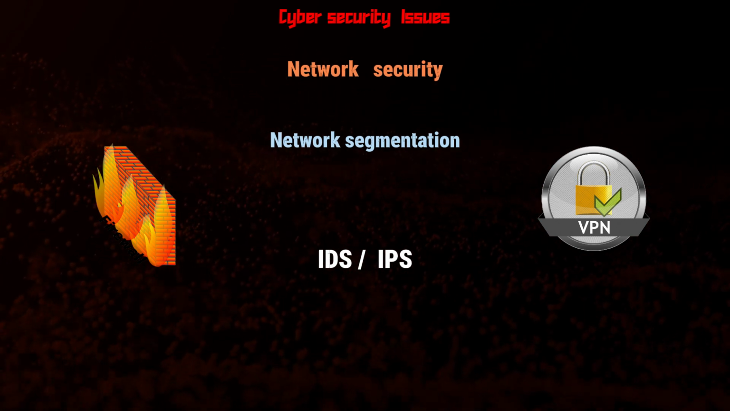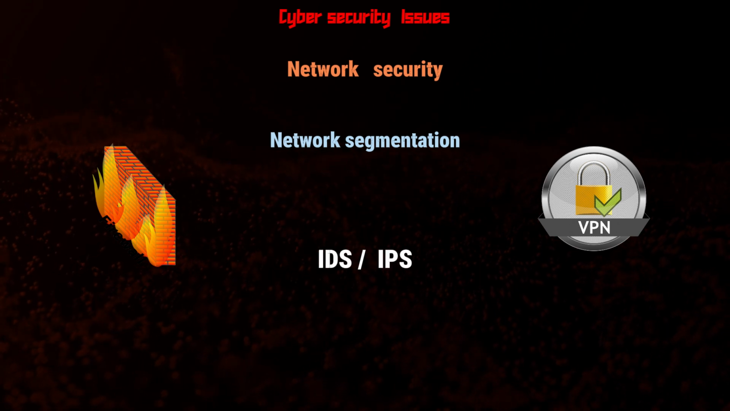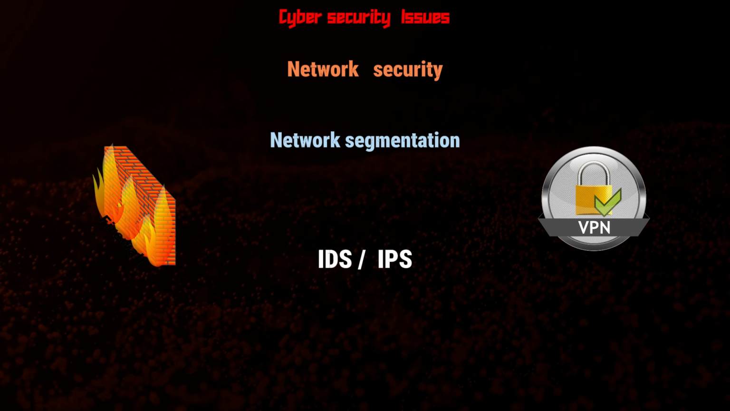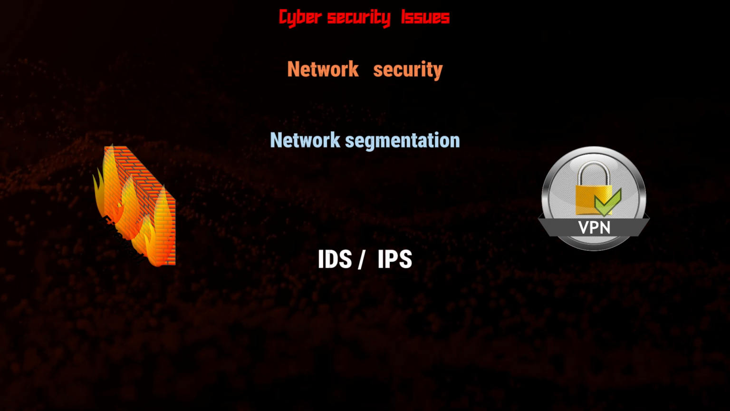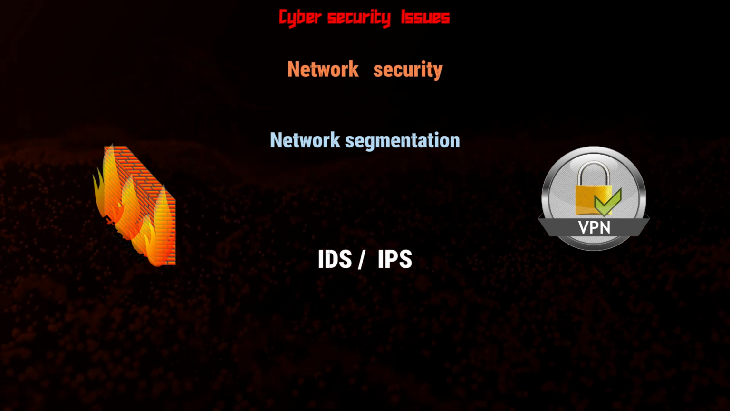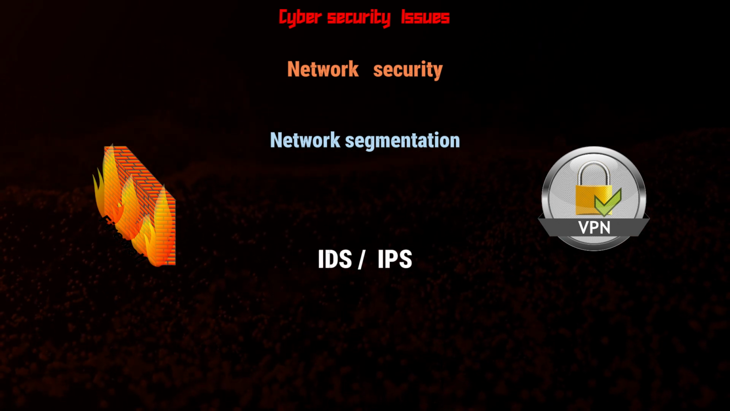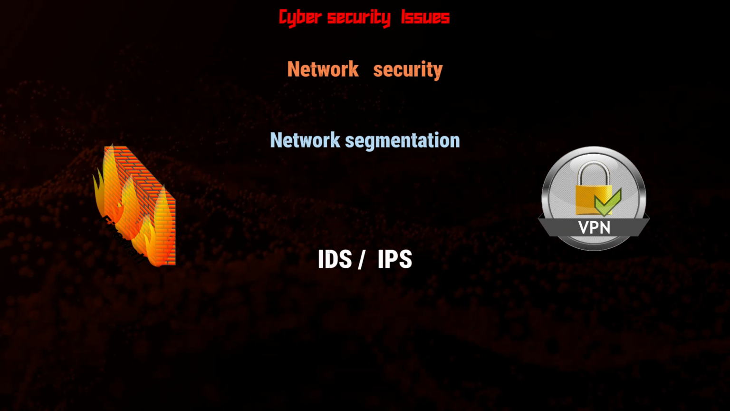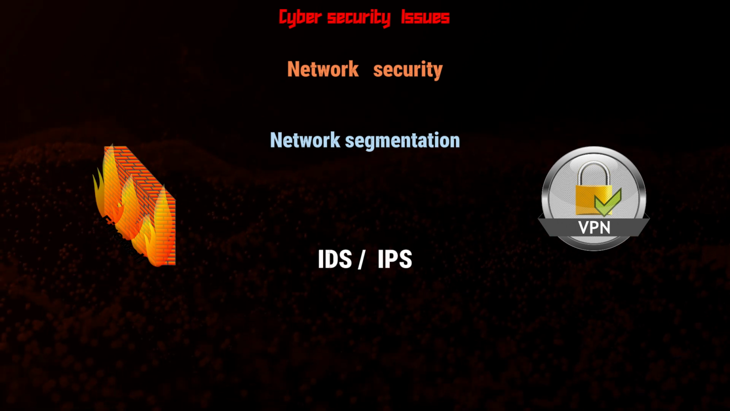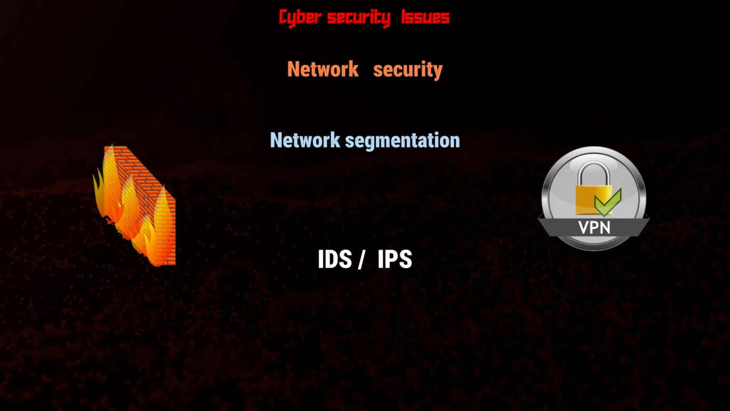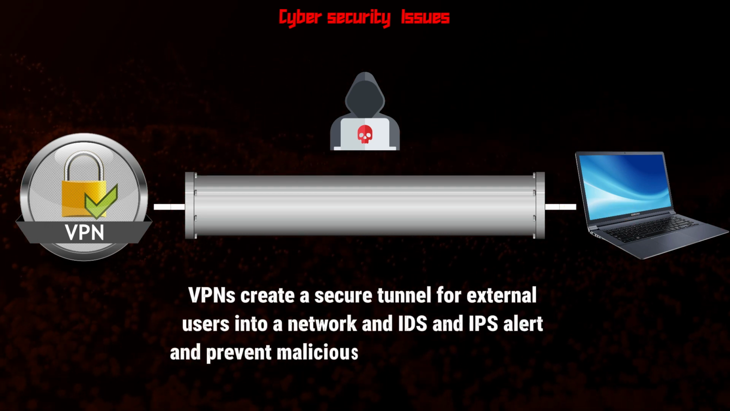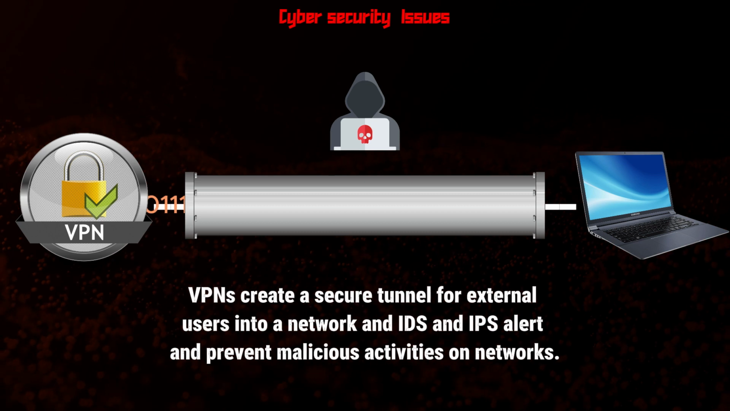Network security. Network segmentation, firewalls, VPNs, and intrusion detection systems and intrusion prevention systems are a few measures Defense in Depth takes to limit the exposure of applications and data within the network to outside users. Through setting up different wireless networks for internal and external users, network segmentation enables organizations to better protect sensitive data from unauthorized users. Similarly, firewalls are hardware or software appliances that control access to a network through policies and rules. VPNs create a secure tunnel for external users into a network and IDS and IPS alert and prevent malicious activities on networks.